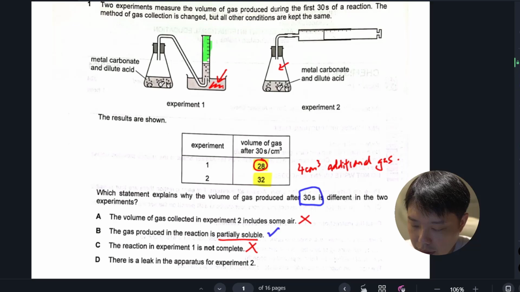D, there's a leak in the apparatus. No, if there is a leak in the apparatus for 2, there could also have been a leak in the apparatus for 1 as well. So we are not going to accept this reason. So the only reason, right, for question 1, the only logical one should be option B. Okay, so for the first question, we are just going to go with option B.